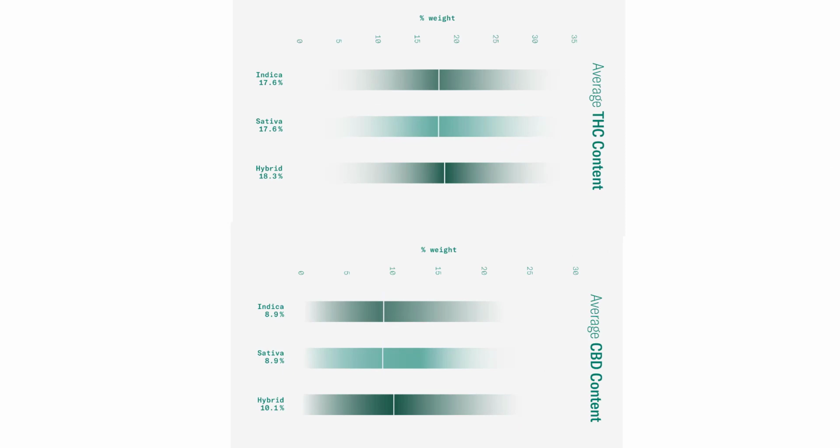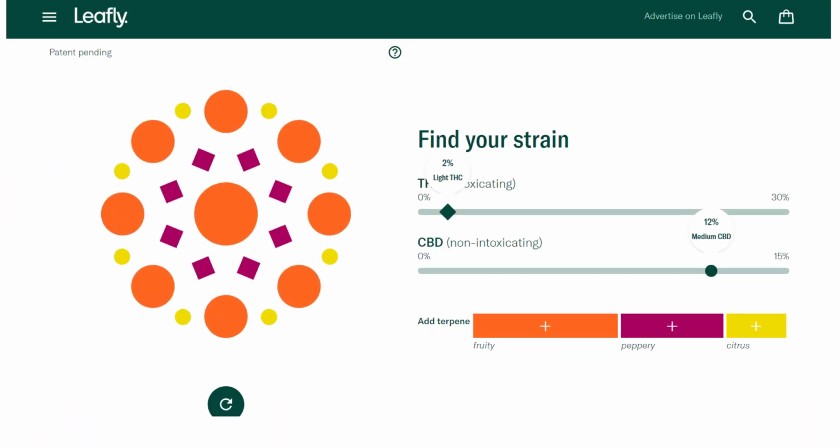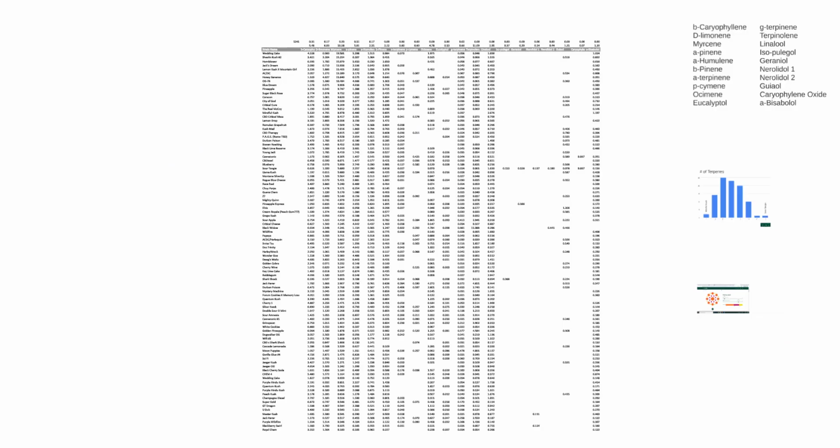And when we start to look at the chemical nature, if we take a look at just the cannabinoids, what we see is that when you break these into indica, sativa, and hybrid strains, both the THC and the CBD contents are largely similar when we look at them statistically. This has led Leafly to create a whole new method of classifying strains online, starting to look at what the terpene content is.